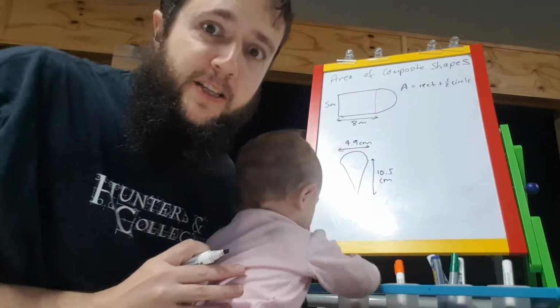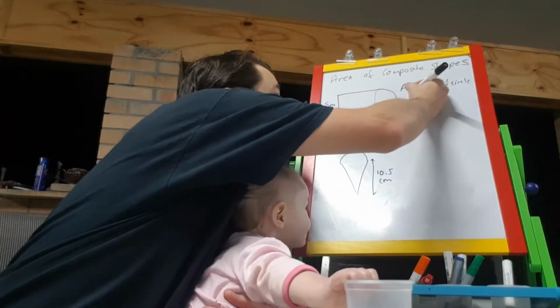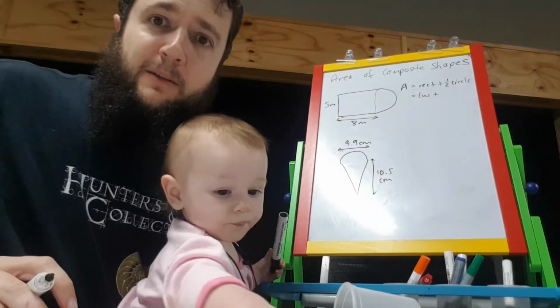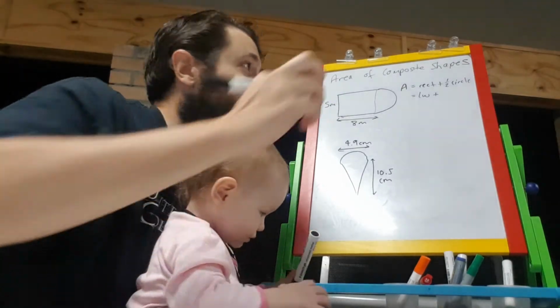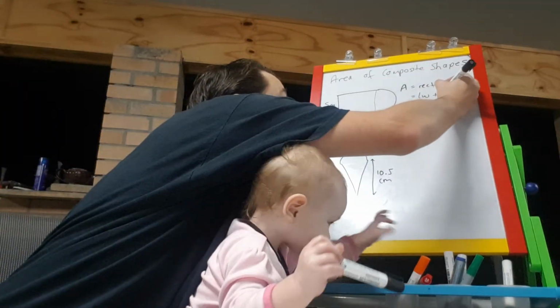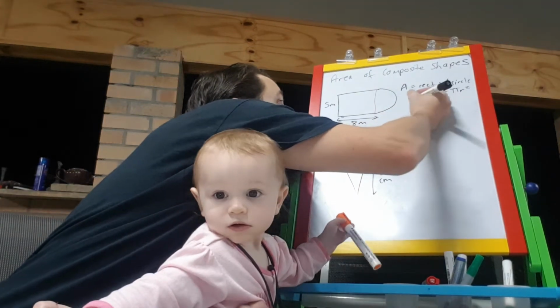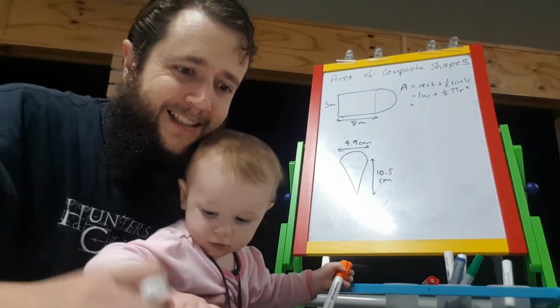So from there we need to remember the formulas. Who remembers the formulas? For a rectangle, the formula is length times width. And what's the area of a circle? Hopefully you remember it's pi r squared. So the second bit is going to be 1/2 pi r squared. Once we've written that out, we can simply put the values in.